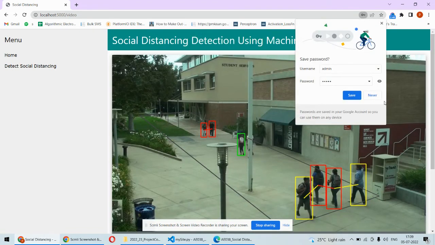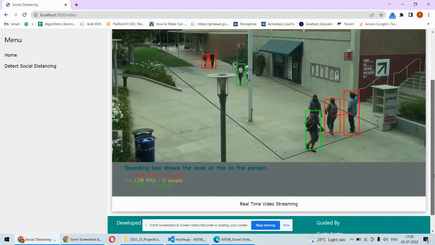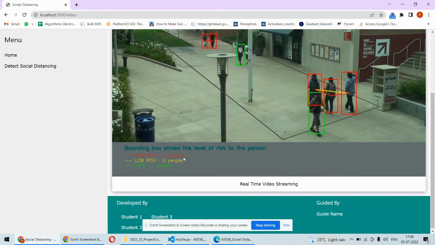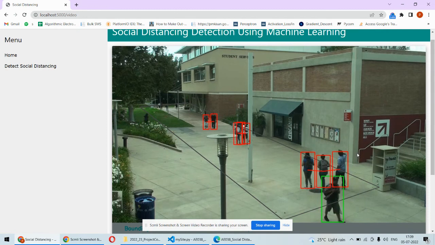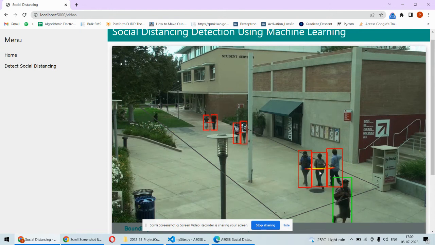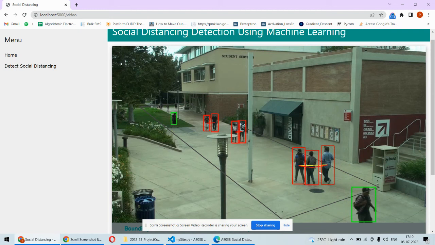Now you can see these people are at risk. Here again they are at risk, and these are the four, five people at risk, zero people at low risk, and two people are safe. So with this we can calculate whether they are violating the social distancing rules or not, and based on that we can count how many people are safe, how many people are not safe, how many are under major risk, how many are under minor risk. So that way we will be calculating, and we will be showing here.